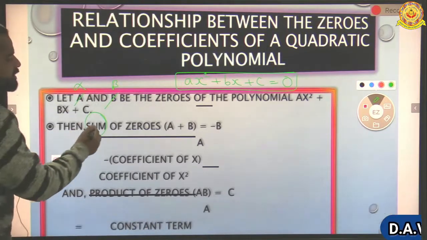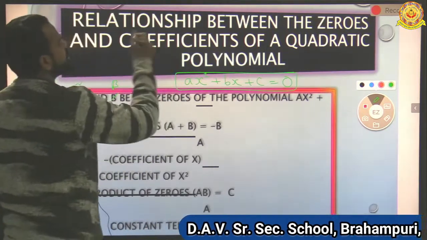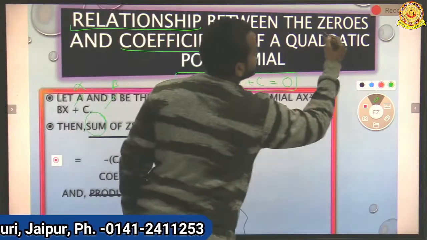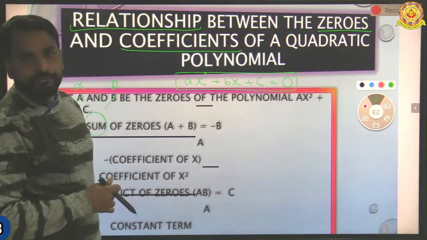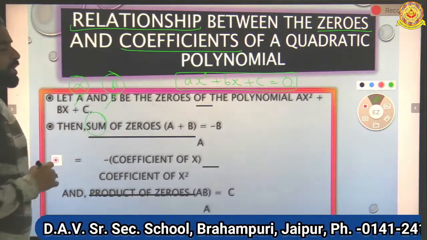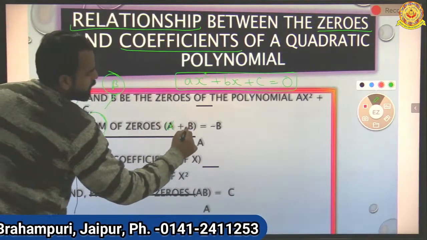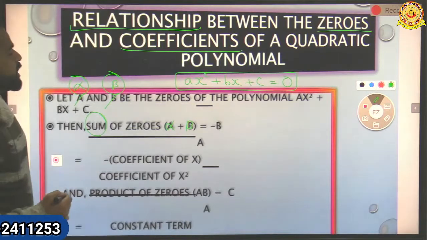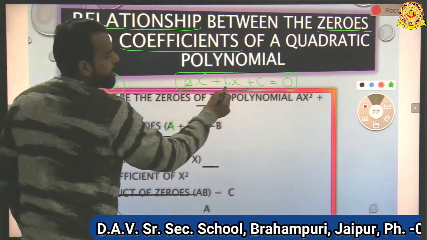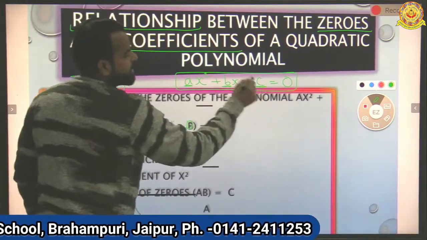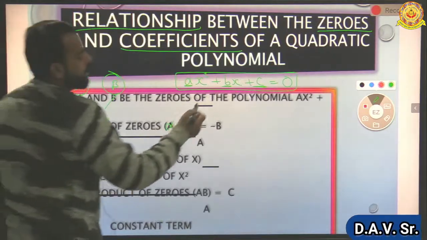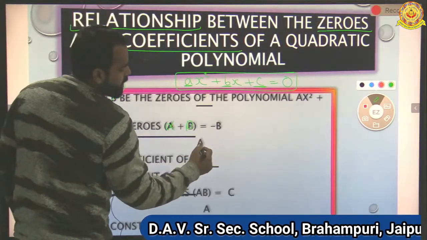So when we are finding the sum, we are studying the relationship between the zeros and the coefficients. When we are finding the sum of the zeros, like alpha plus beta, it is related to their coefficients. X square coefficient is a, x coefficient is b, and the constant term is c. So the sum of the zeros, which is alpha plus beta, is equal to minus b upon a.